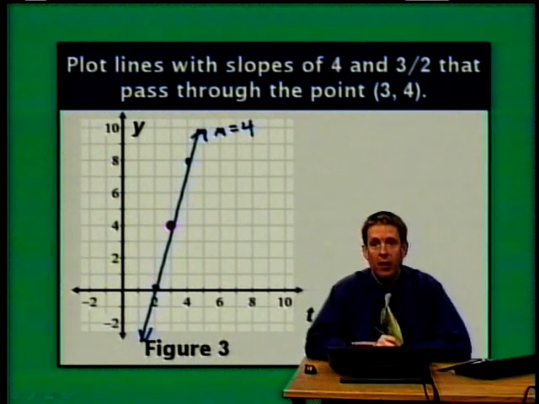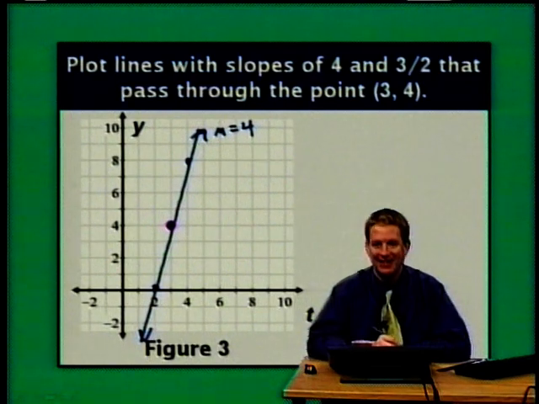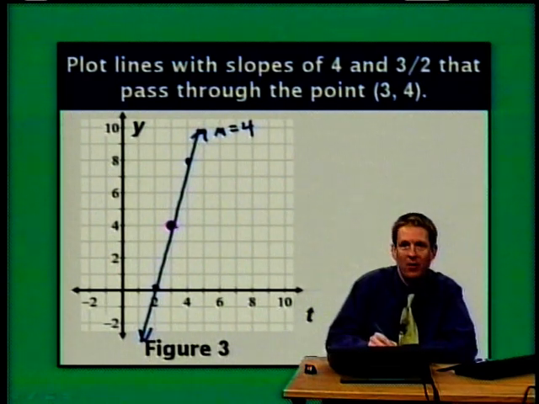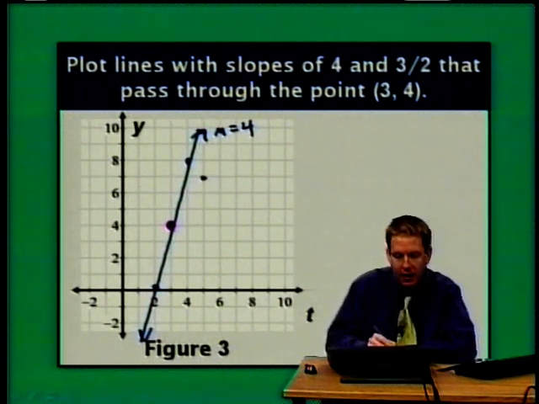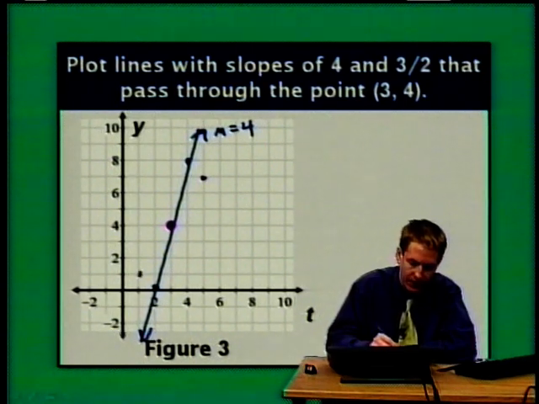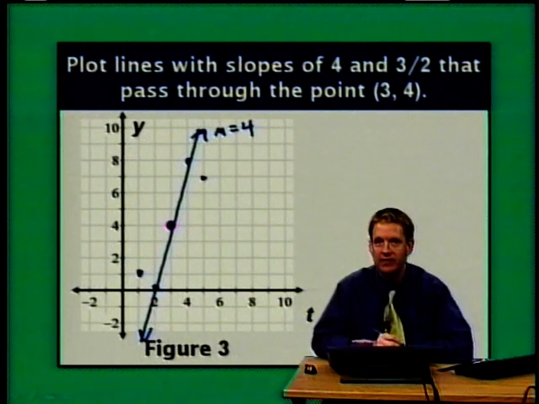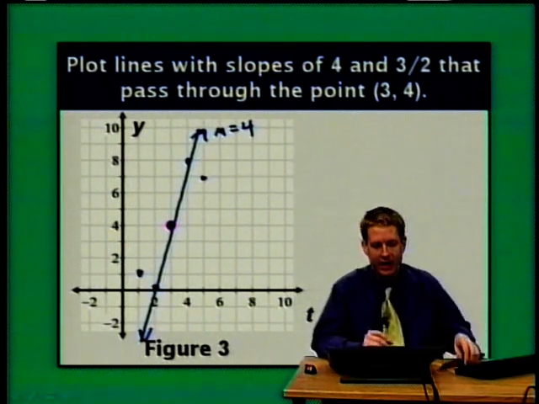How about a slope of 3/2? 3 over 2 simplifies to 3/2. Let's start at the point (3, 4). Let's make a rise of 3 and a run of 2. Let's start at the point (3, 4) and make a rise of negative 3 and a run of negative 2, because negative 3 over negative 2 also simplifies to 3/2.